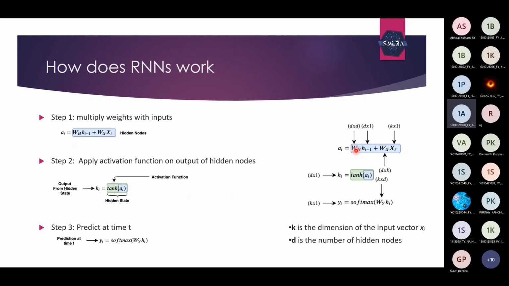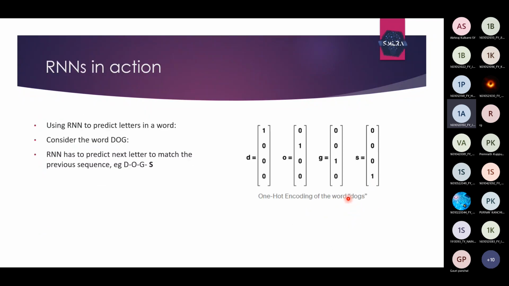Here, WH is a D cross D matrix. h(t-1), which is the memory component, is D cross 1, that is, a column vector. x_t is also a column vector, the input. K is the dimension of the input vector, and D is the number of hidden nodes. And the output is also K cross 1. So this is the matrix operation. We are going to see with an example how an RNN works.